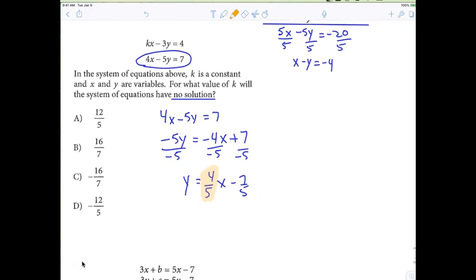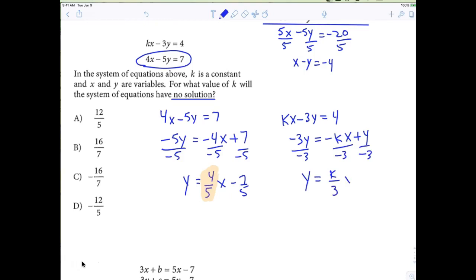Now, for whatever reason, this is hard for kids right here. So now I'm going to bring down kx minus 3y equals 4, and find the slope of that line. Negative 3y equals negative kx plus 4. Divide by negative 3, divide by negative 3. y is equal to k over 3 x. Everybody see that? So what are the slopes?